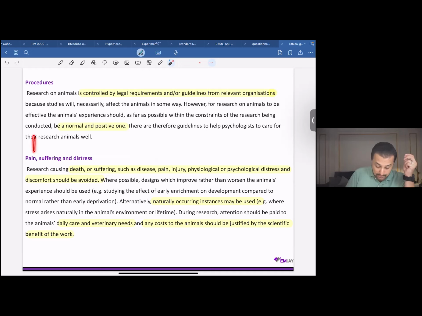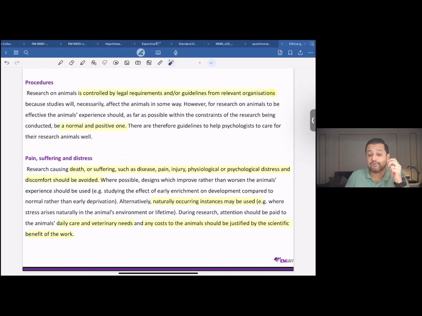Now, the next one: pain, suffering, distress. Try not giving any sort of pain to your animals. Avoid procedures that might result in the animals experiencing pain, suffering, or any sort of distress. Research causing death or suffering, such as disease, pain, injury, physiological and psychological distress and discomfort, should be avoided. Where possible, designs which improve rather than worsen the animal's experience should be used.